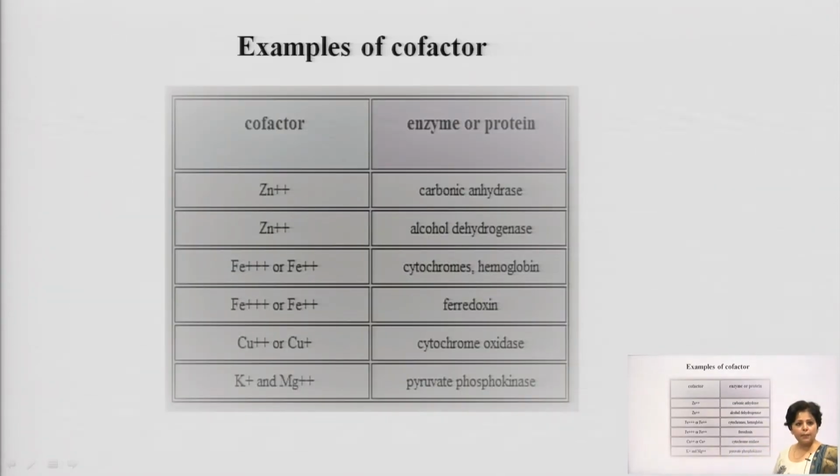Let us take some examples of cofactor. Zinc for carbonic anhydrase, zinc for alcohol dehydrogenase enzymes, Fe3+ or Fe2+, ferric or ferrous ion, for the cytochrome or hemoglobin, also for the pyridoxine, copper 2+ or copper+ for cytochrome oxidase, and calcium, potassium and magnesium ion for the pyruvate phosphokinase.